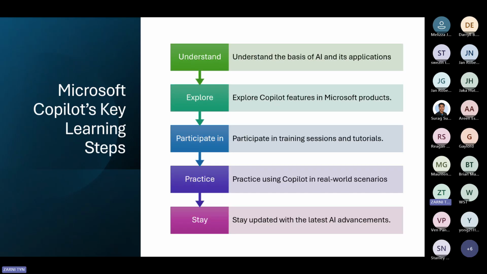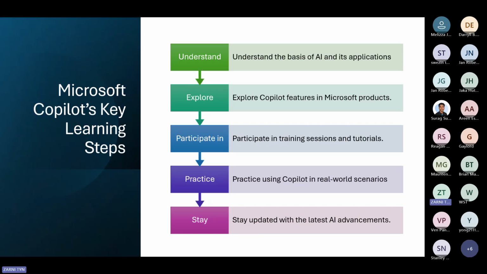Okay. Finally, this section is the final slide. This is the Microsoft Copilot key. If you want to learn, if you want to adopt it in your organization, you need five pillars. First is understand. This is very important. Understand the basics of AI and applications. This is the first step. Second step, you explore Copilot features in Microsoft products. What is the difference with or without Copilot?